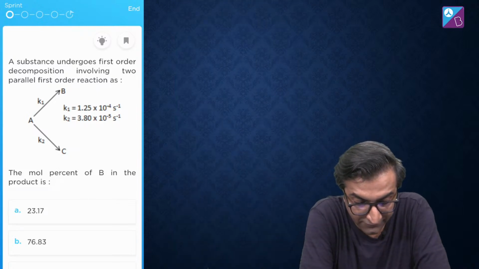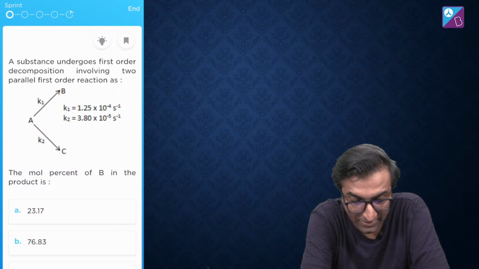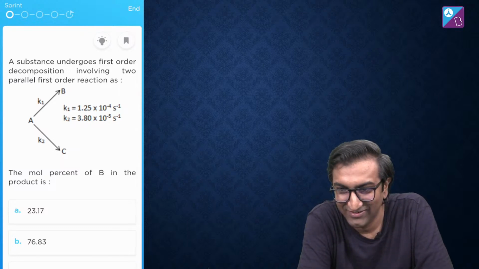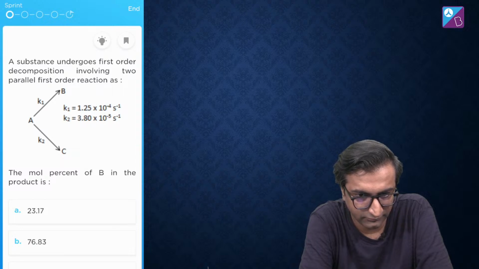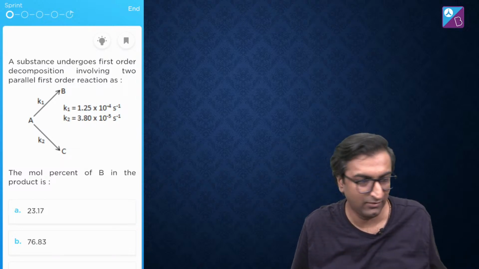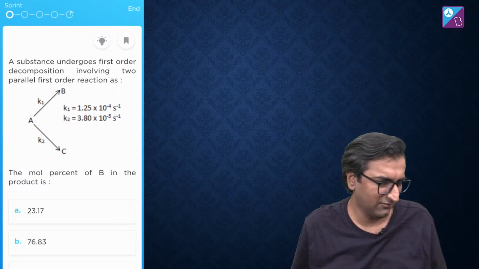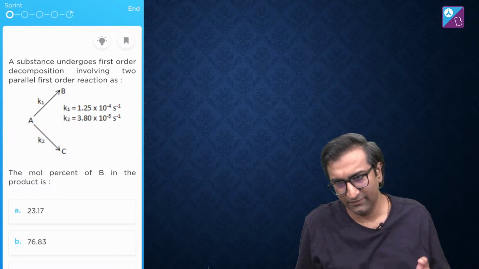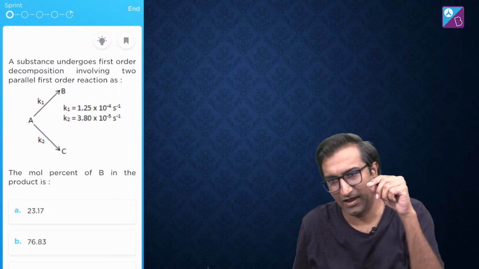A substance undergoes first order decomposition involves 2 parallel first order reactions. What is the mole percent of B in the product? This is slightly not in the syllabus, but maybe JEE advanced में आ सकता है, perhaps. We can do this. Series reactions, parallel reactions. Series reactions में you add up the K values.